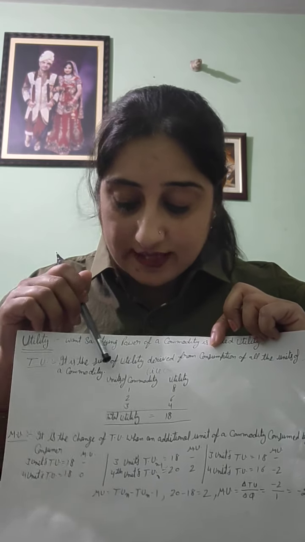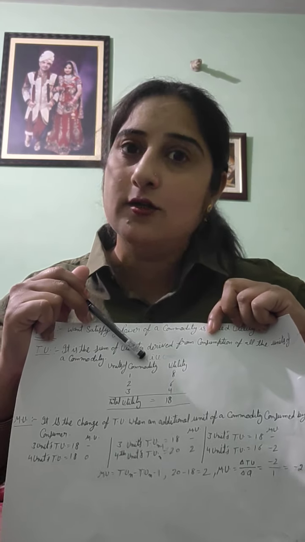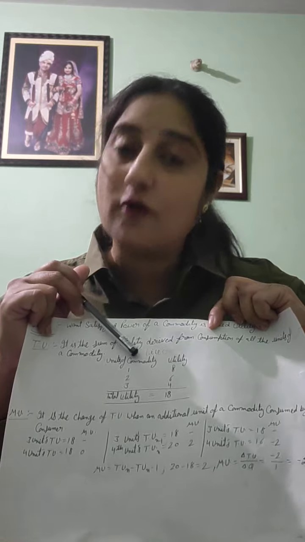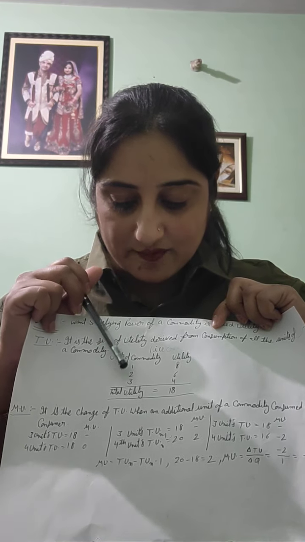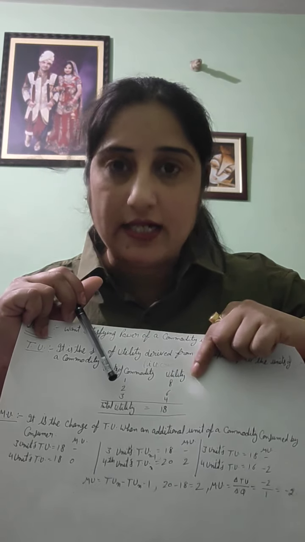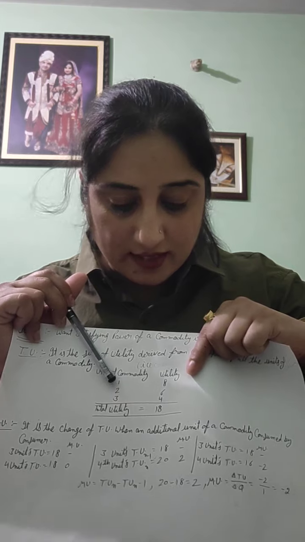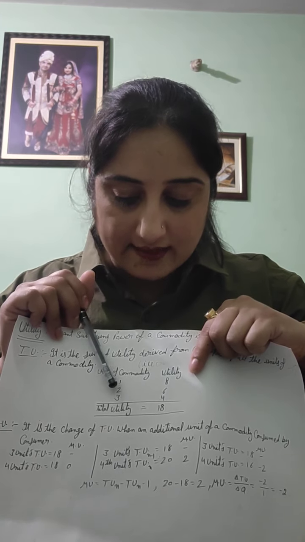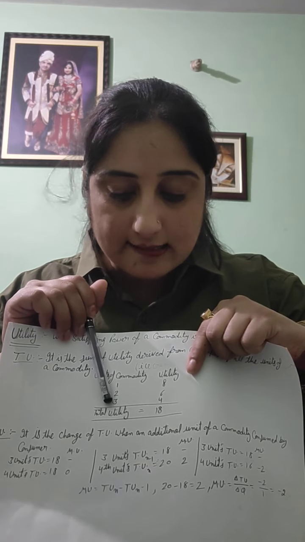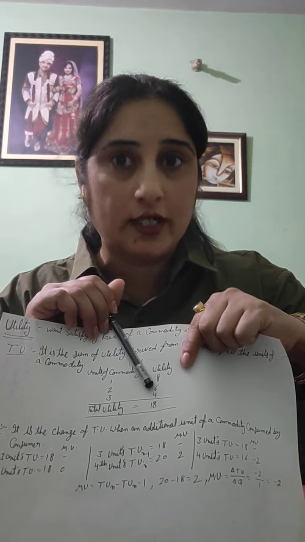We understand it with the help of this table. These are the units of a commodity, 1, 2, 3. These are the units of ice cream: first ice cream, second ice cream, and third ice cream. And this is the utility which I gain from the ice cream. The first ice cream gives me 8 utility, the second gives me 6 utility, and the third gives me 4 utility. Now what is the total utility?